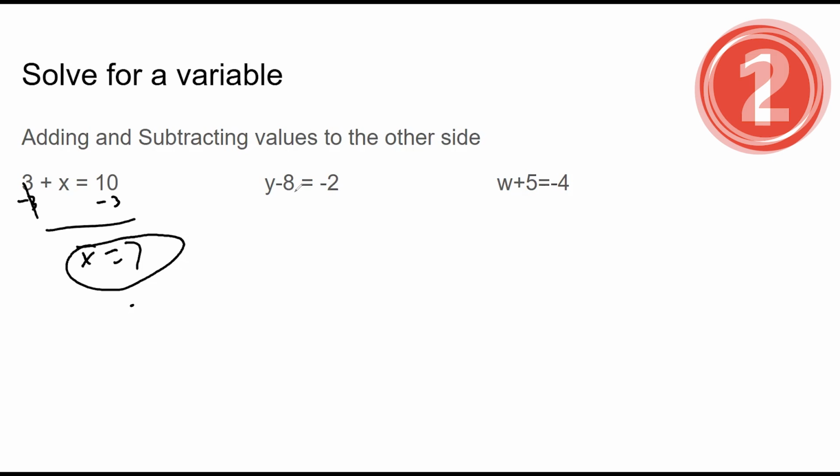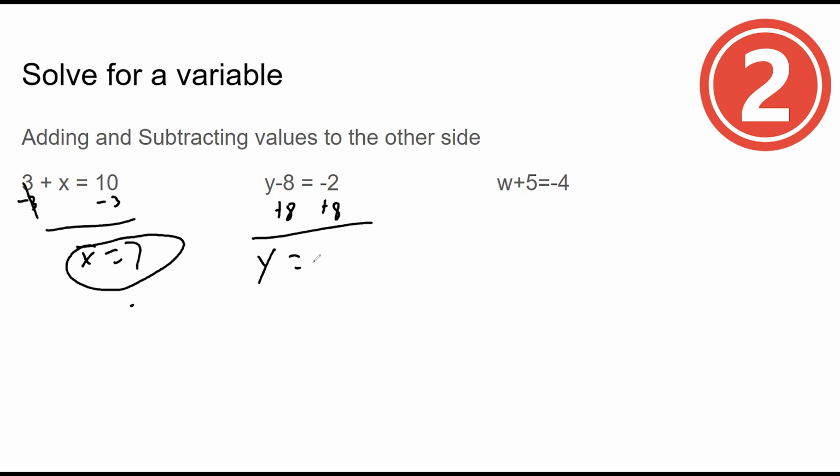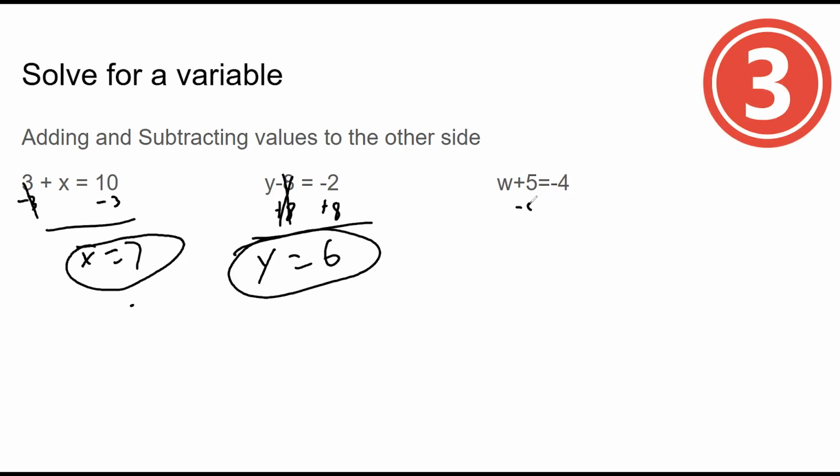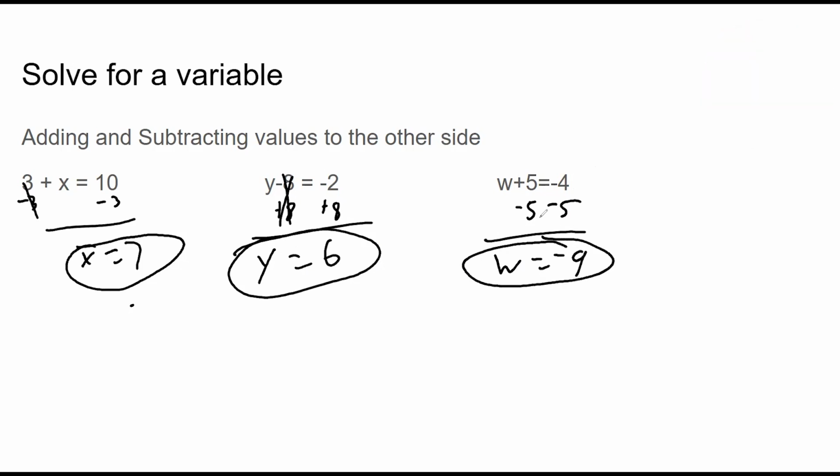All right, let's look at this one. -8, so I add a +8 to get that to 0. And I get y equals -2 plus 8 is 6. This went bye-bye. All right, this one is +5, so I do the opposite, -5. And I get w equals -4 plus -5 is -9. And there you have it. All right, let's get this erased and get to the next topic.